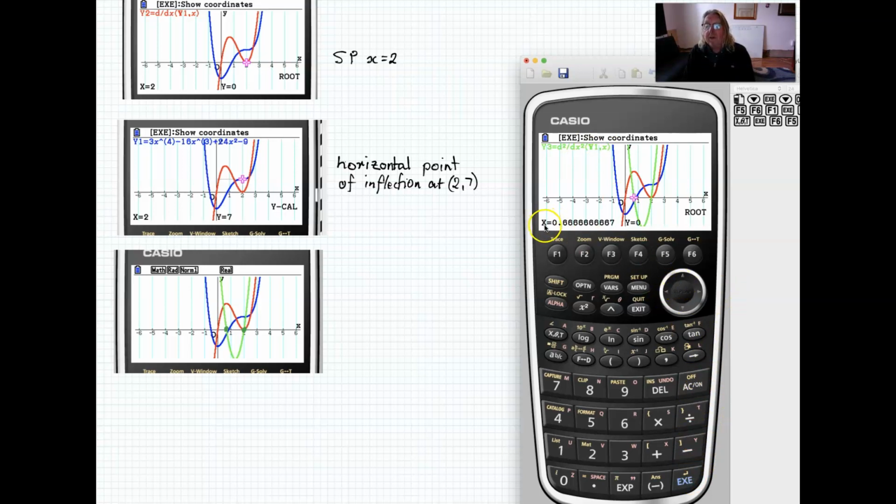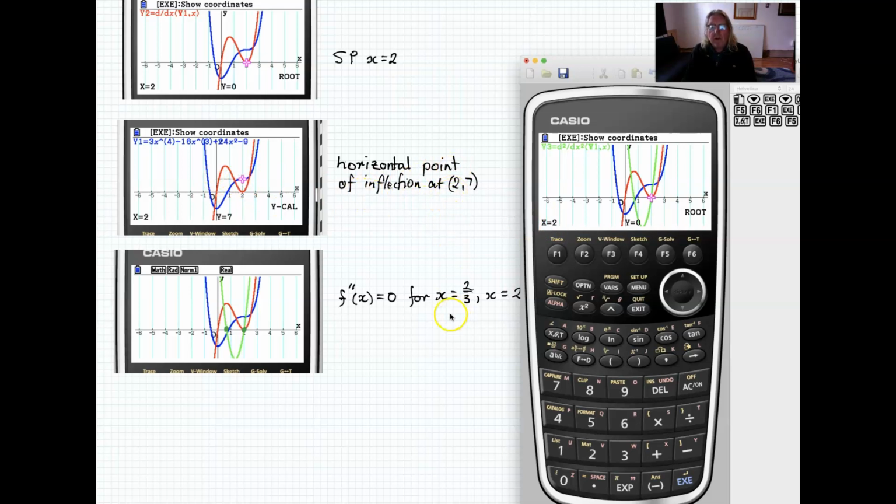Okay, it tells us that the first root, or 0, for the second derivative occurs at x equals 0.6 recurring, which is 2/3. So we've got the first one. We need to scroll to the right to get the second one, and that occurs where x equals 2. Now we already knew that because we've solved for the horizontal point of inflection.